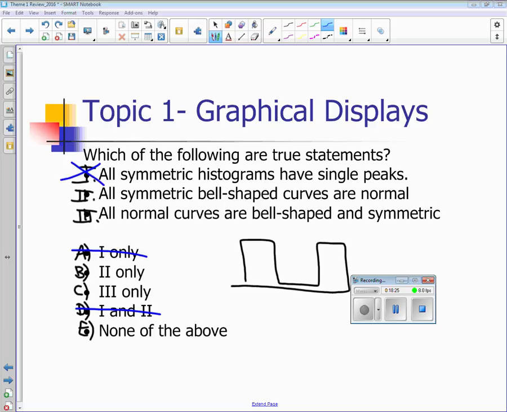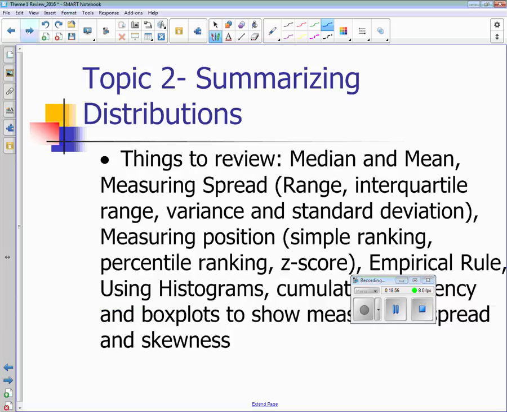Are all symmetric curves bell-shaped? Are all bell-shaped curves normal? You know of a distribution that's bell-shaped that's not normal: the T. Isn't the T distribution unimodal and symmetric? It's not normal. It gets close to normal when your degrees of freedom get really large, but if you have a small degree of freedom, it's not normal. So that can't be true either. So only Roman numeral 3 is the correct answer. If it is normal, it's definitely bell-shaped and symmetric. Okay, good.